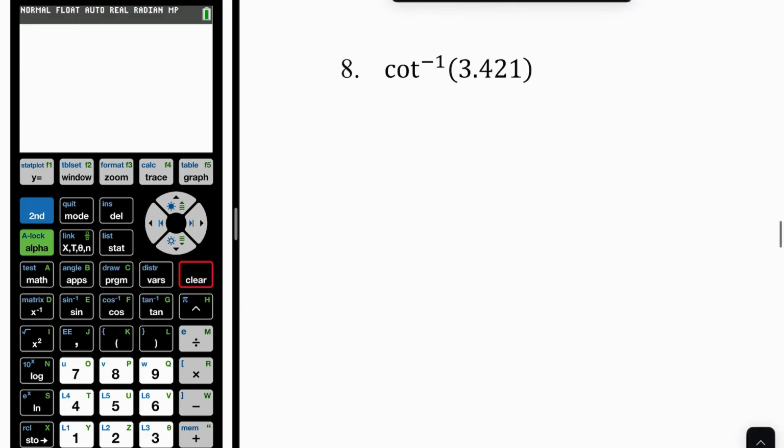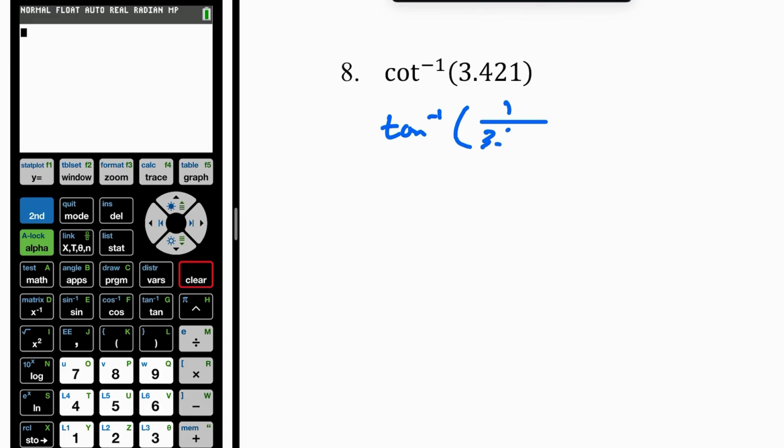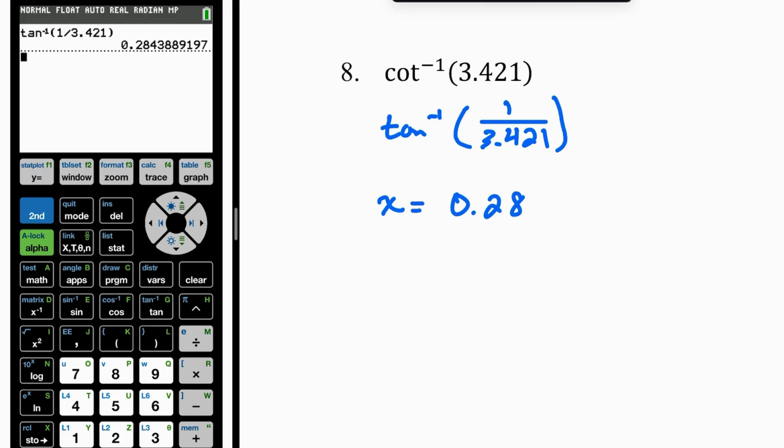All right, what about cotangent? Well, cotangent inverse, the reciprocal of that is tangent inverse, but we need to reciprocate the ratio, which is 1 over the 3.421. So if I type that into the calculator, it gives me an angle measure. And we end up getting, rounded to 2 decimal places, 0.28. Which, sweet, that's one answer.